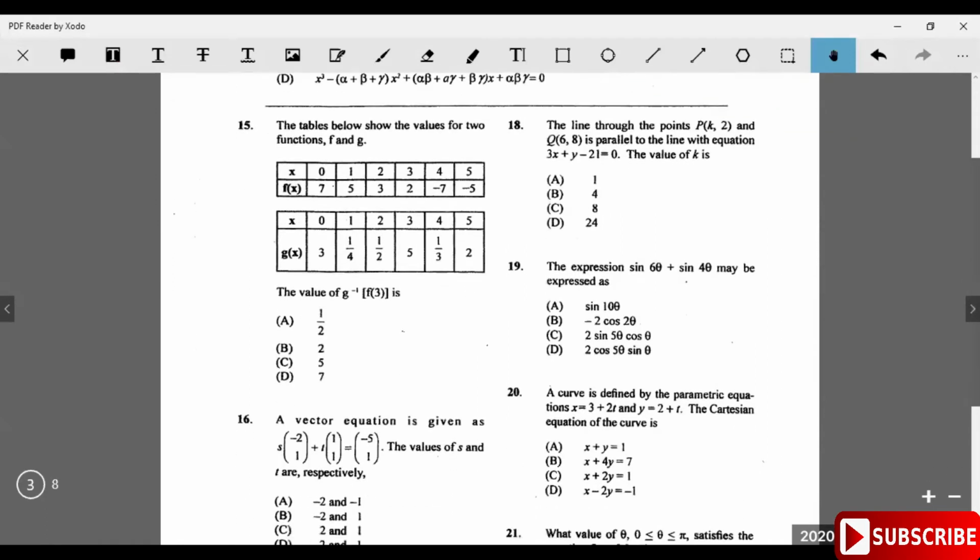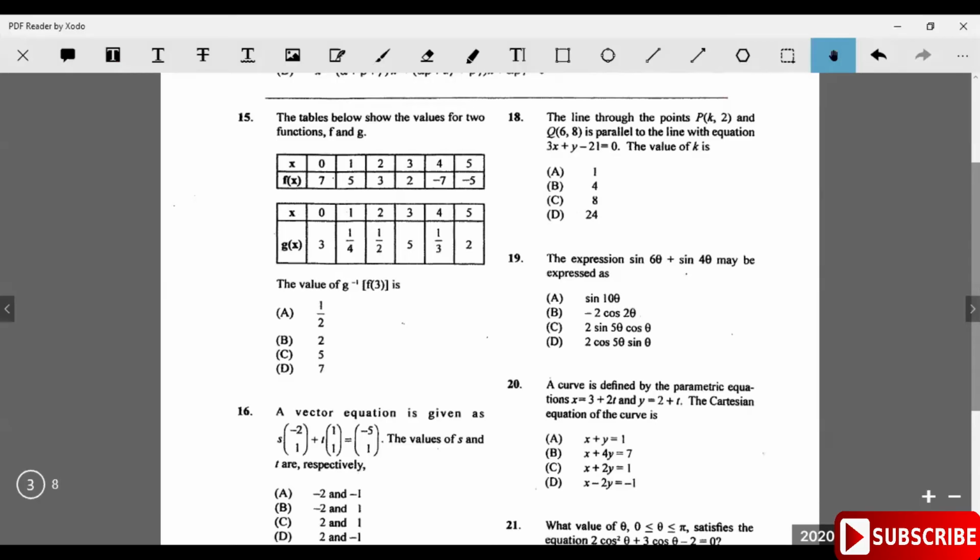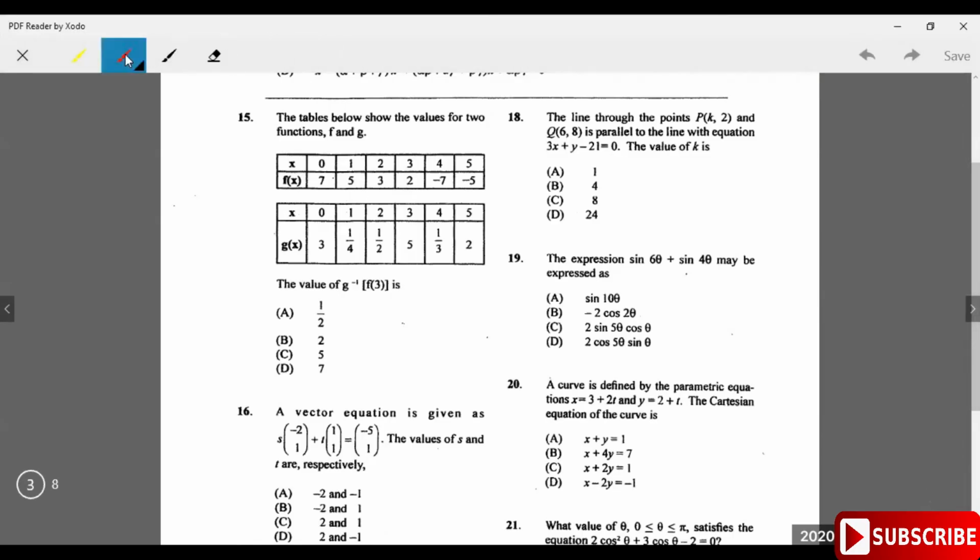Question 15. It says, the tables below show the values of two functions, f and g. Find the value of g inverse f of 3. So we need to find g inverse f of 3. First we find f of 3. F of 3 is when x equals 3, and we're getting a corresponding value of 2. So we can write down that f of 3 is equal to 2.